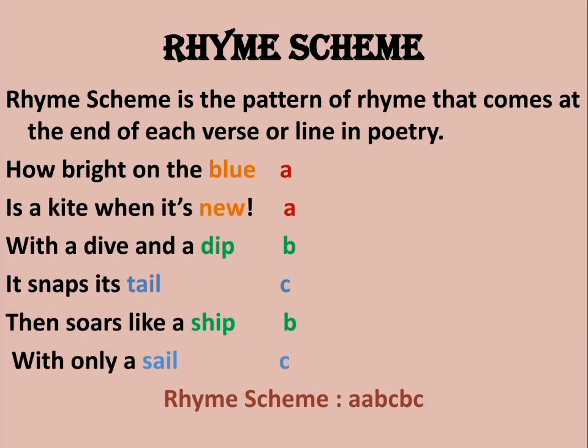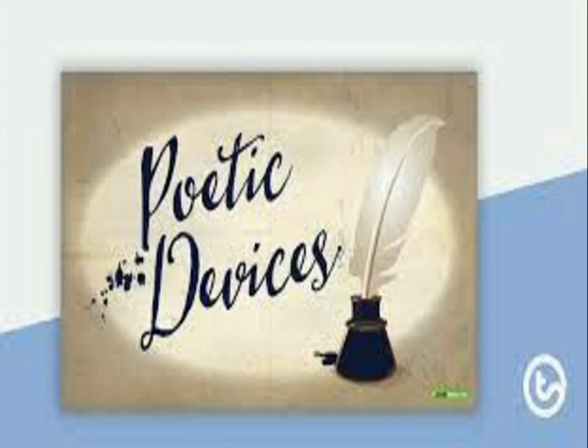So for the dip, which alphabet did we give, children? Yes, it is B. So for ship also we'll give B. With only a sail. For tail we have given C. So tail and sail both are rhyming. So we'll give C. So the rhyme scheme of this stanza is A, B, C, B, C. Right? For all the other stanzas also it is the same. Okay. Now we'll see the poetic devices.